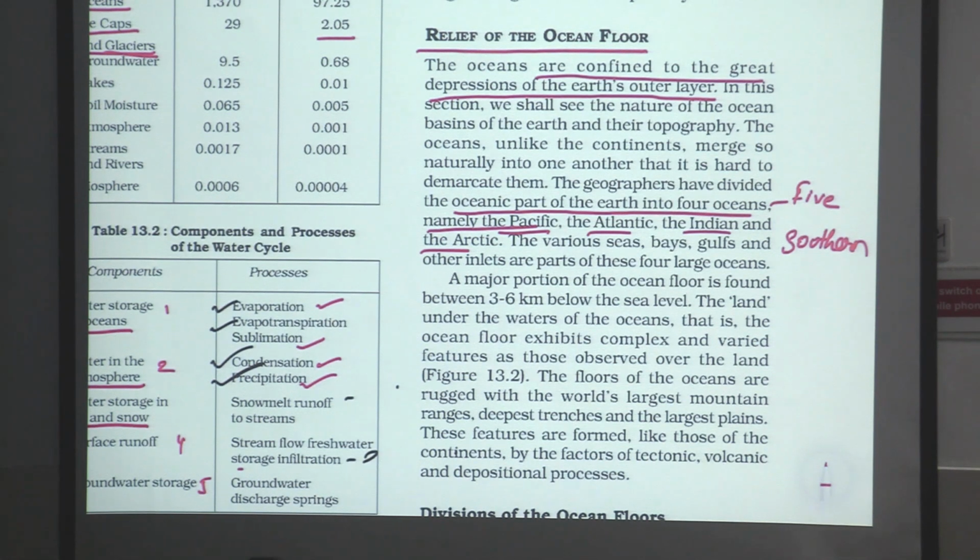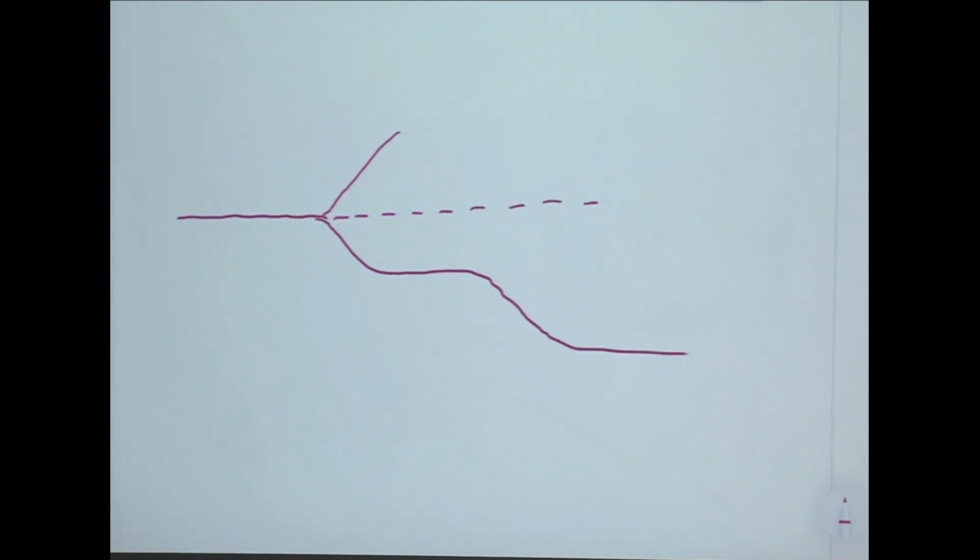And when I talk about these 5 oceans with their various seas, bays, gulfs and other inlets, we are talking about submarine features. So how do I distinguish submarine features? What is the way I can demarcate submarine features? Let us try to understand it with this. This is the general sequence of the submarine topography I will be noticing.